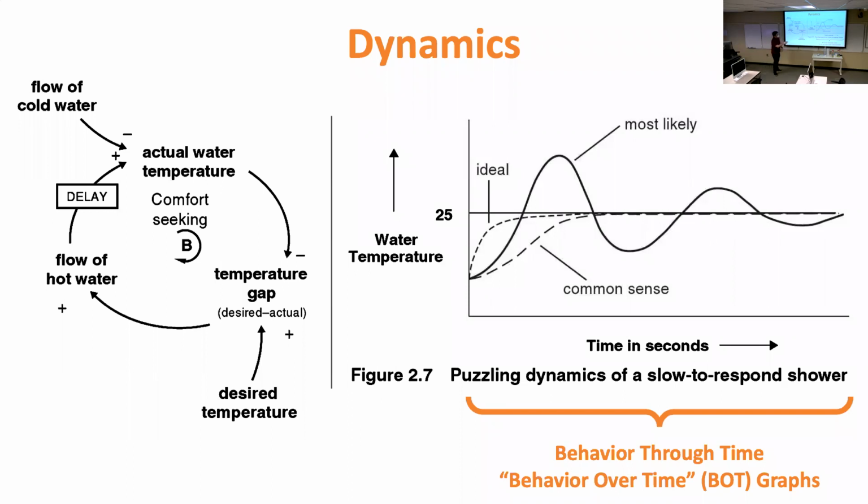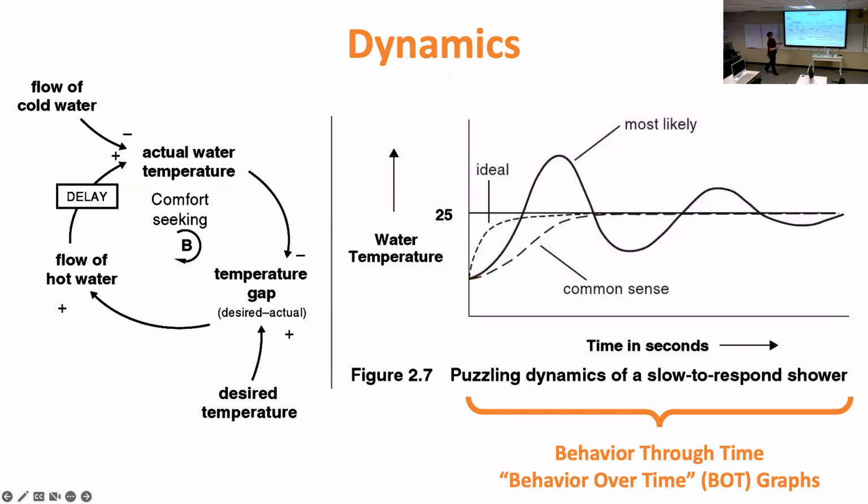This is an example that Morecroft brings up a lot in the book, which is the slow to respond shower. And if we think about the fundamental feedback system in the shower, in this case, he's saying, assume the flow of cold water is constant, and the person in the shower is just adjusting the hot water. So they have a desired temperature. There's an actual temperature. Based on the gap between that, they adjust the hot water. A little bit later, the actual water changes, and this thing goes around.